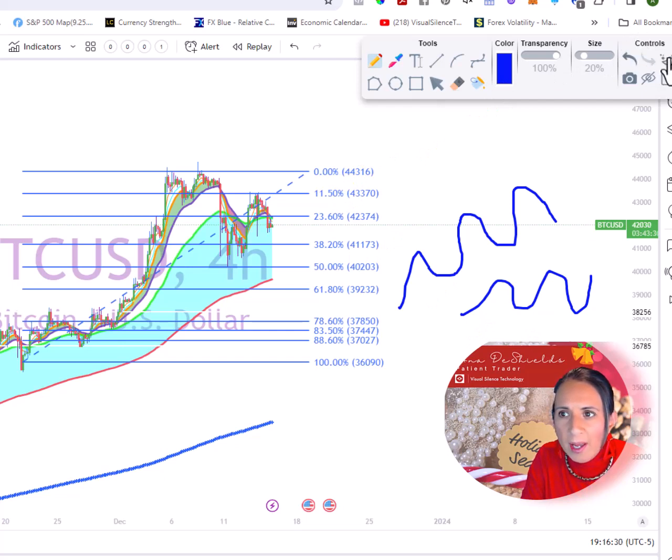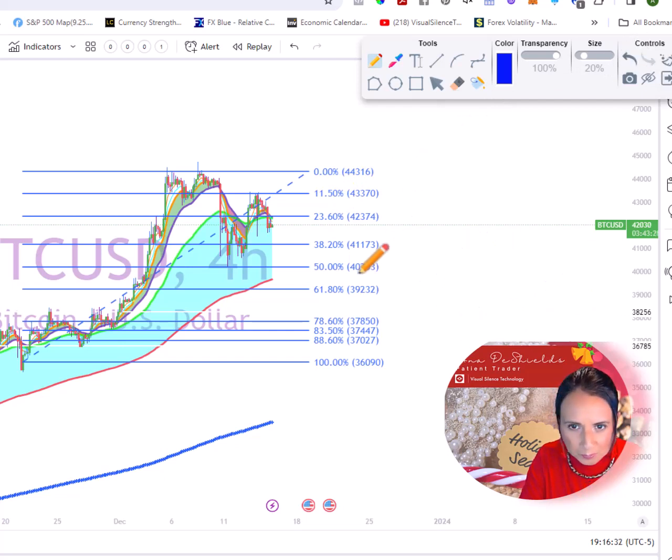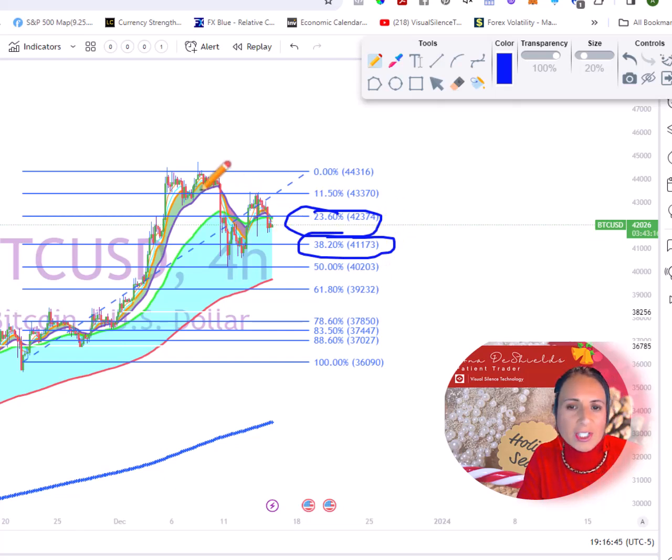Now, the concept is that when price makes a retracement down to this zone, the 23 or the 38, depends on you, but this is the average range. If price comes up and pulls down to this area, then it's considered an activated fib. You can start using the levels.